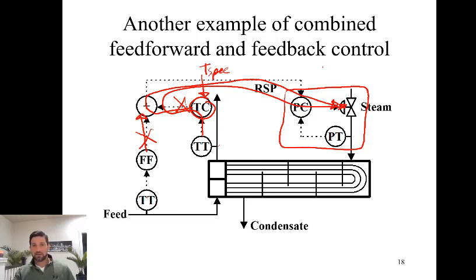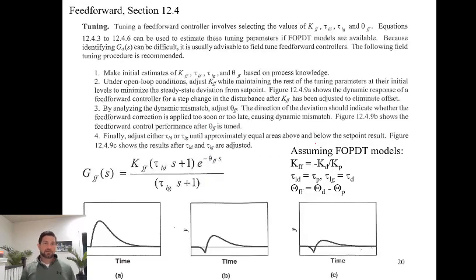So the question for you here is, what disturbance is this cascade loop accounting for? Before I summarize, I want to talk about this next slide right here, which is feed-forward.